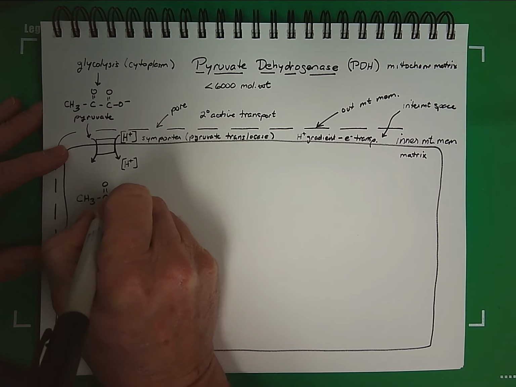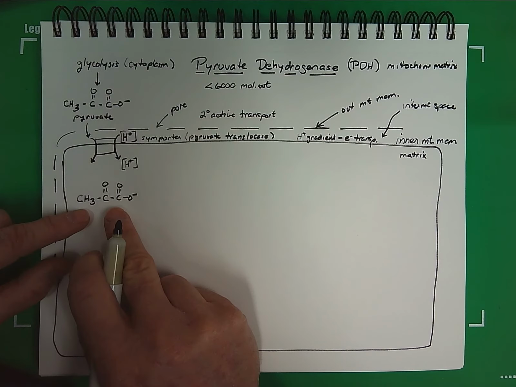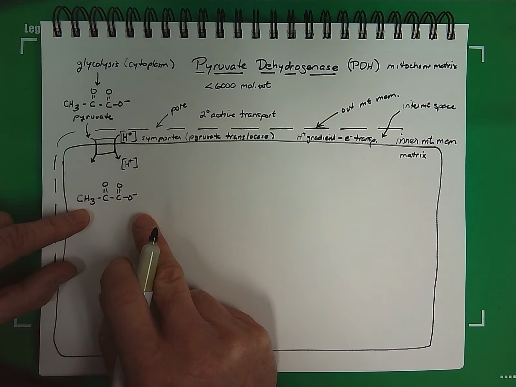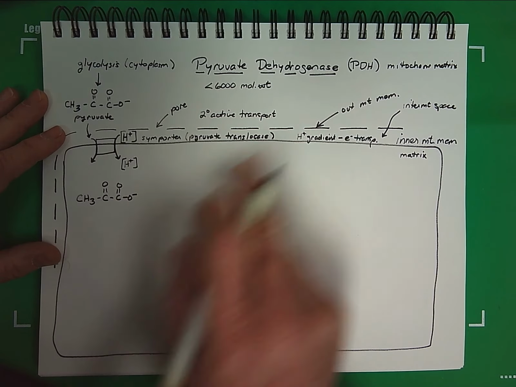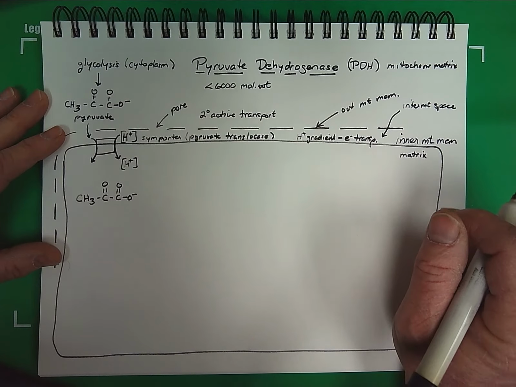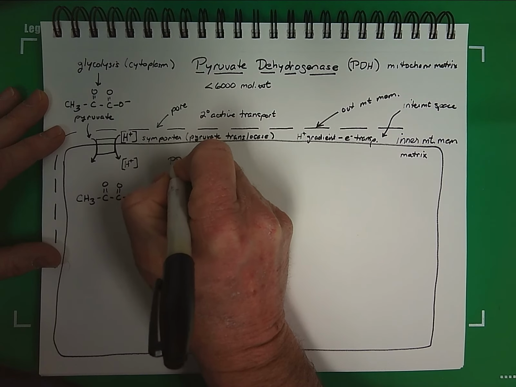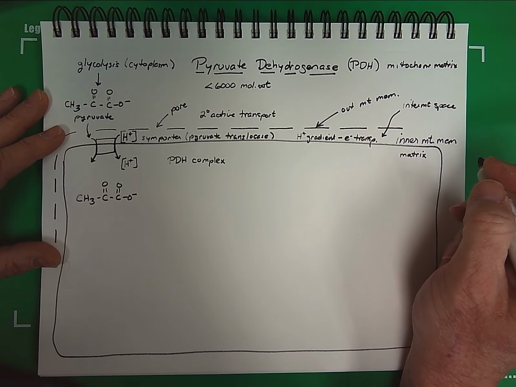Now, once we have pyruvate in the matrix of the mitochondria, we have to process this pyruvate by the pyruvate dehydrogenase enzyme in order to generate acetyl-CoA. So acetyl-CoA is going to be our final product of this particular reaction, and then we will have the substrate to enter the TCA cycle. So the first step to understand is that pyruvate dehydrogenase is not a single enzyme, it is a complex. So PDH is a very large complex of many subunits of enzymes.